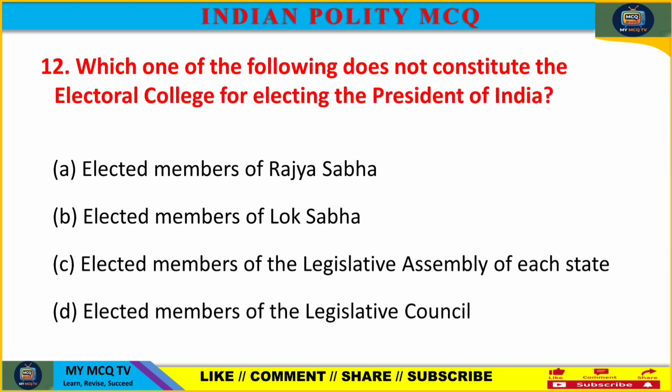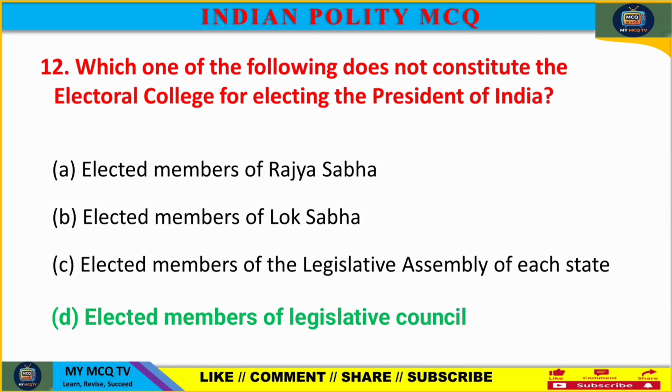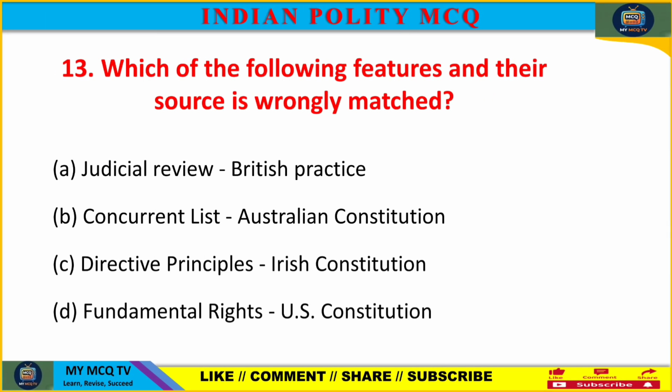Which one of the following does not constitute the Electoral College for electing the President of India? Correct answer. D. Elected members of the Legislative Council. Which of the following features and their source is wrongly matched? Correct answer. A. Judicial review, British practice. Note: judicial review is borrowed from the US Constitution.